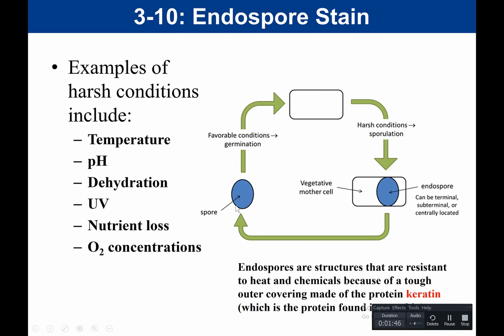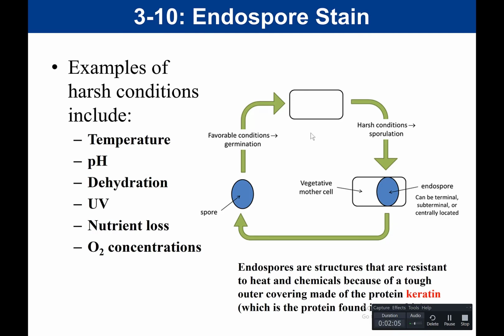You want to know that eventually the vegetative mother cell will break down. It will give rise to a spore. And then when conditions become favorable, the bacteria will undergo germination and will go back to being a vegetative cell. And this cell is the one that's metabolically active. It's the one that's actively dividing.